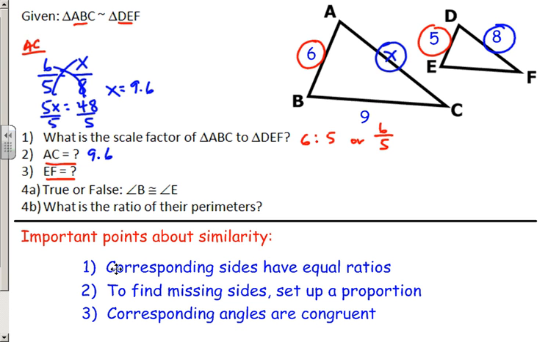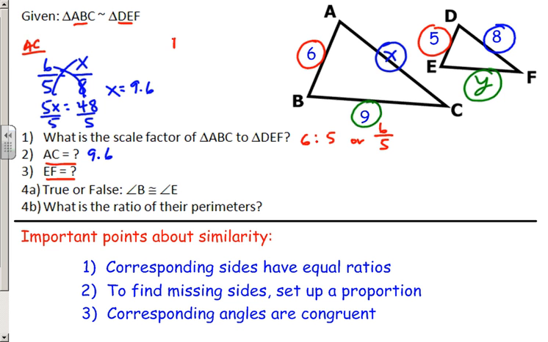Okay? We're going to do a very similar thing to find EF. We'll call EF Y, just so we don't get it confused with AC. And I can see right away that BC, which is 9, corresponds to EF, which we called Y. So the setup for that one is going to be very similar.